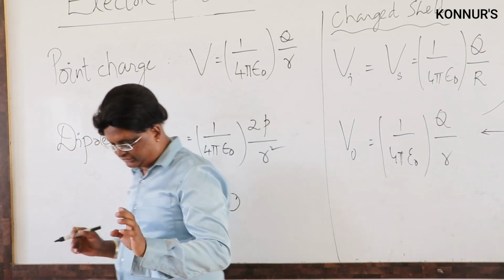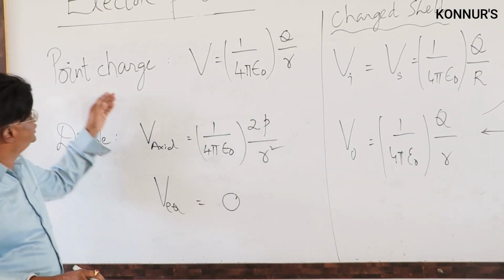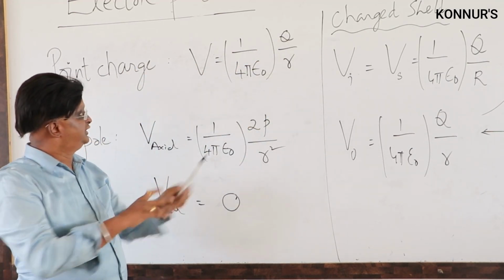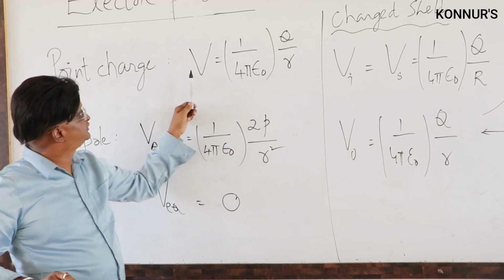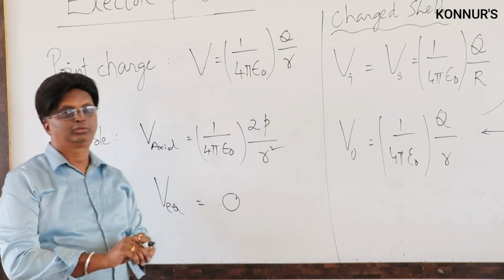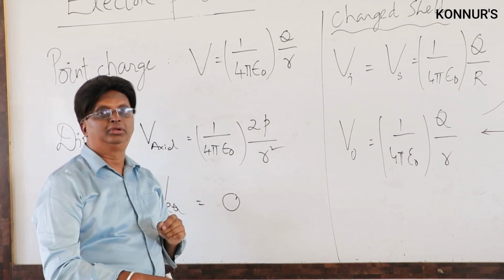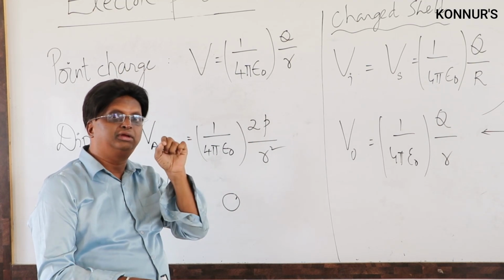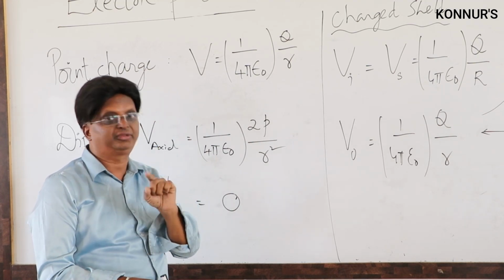First one is the point charge. Potential due to point charge. Q is the charge, R is the distance from the point charge. Then the expression is V equals 1 by 4 pi epsilon naught Q by R. Right. Yesterday we talked about intensity, which is a vector quantity. So whenever we are calculating the intensity, it is not algebraic summation.